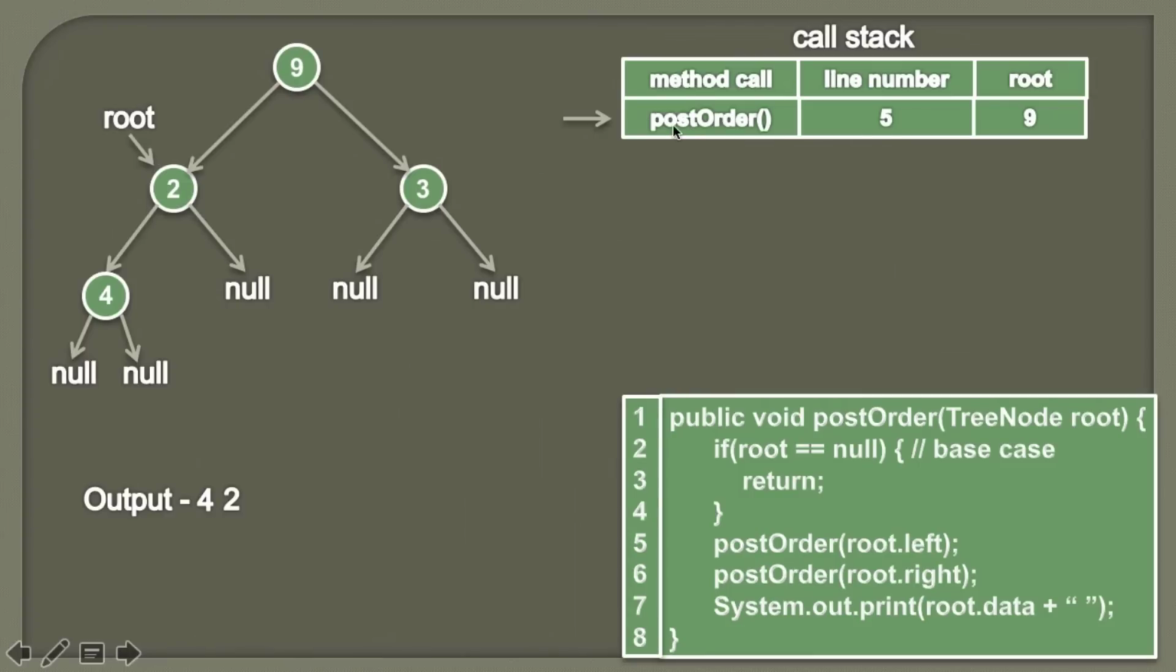And we also know that when we had left this post order method from the call stack, the line number was actually 5. So we'll start our execution from the line number 5. And we also know that root at that time pointed to the node 9. So therefore now root will point to node 9. And our execution starts from line number 5.